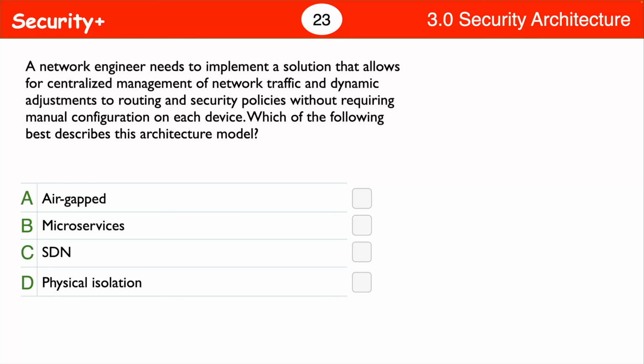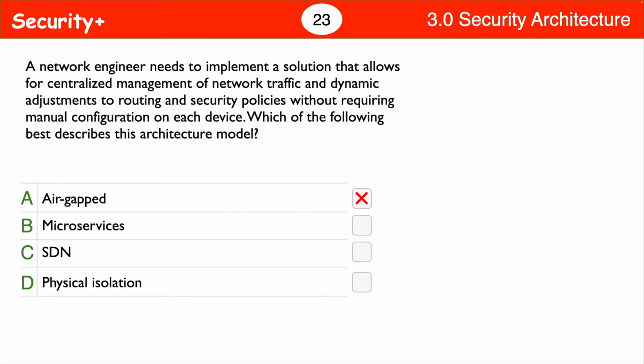All right, let's go ahead and point out the key phrases here. That's going to be centralized management of network traffic, and that's pretty much all you need for this one. Let's do the process of elimination now. We can start by eliminating A, air-gapped. An air-gapped system is physically isolated from external networks for security purposes, but it does not involve centralized network management or dynamic configurations.